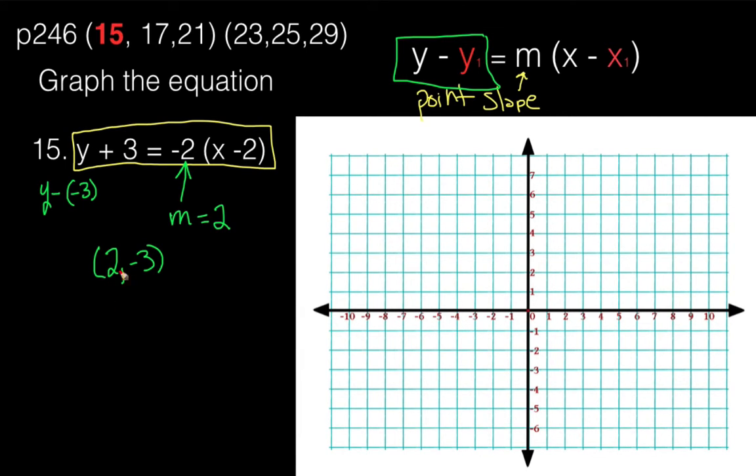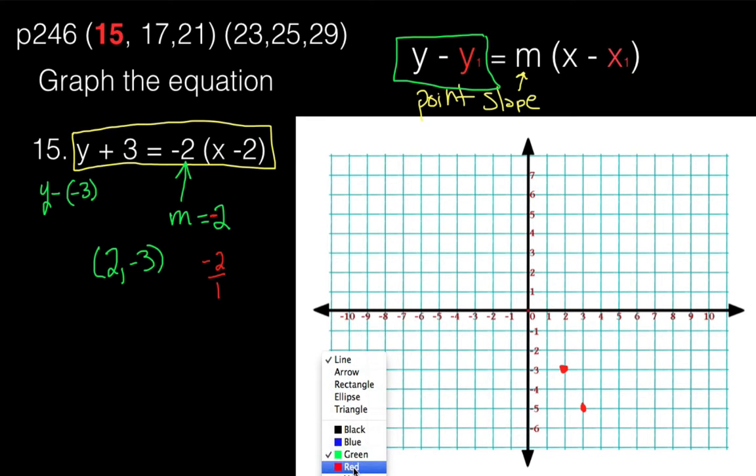So let's do that. Here's my point, x 2, y negative 3. 1, 2, 3. So there's my first point. And I also have a slope, which is actually negative 2, not a 2. I would have gotten that wrong. So it's negative 2, so that's negative 2 over 1. That means instead of rising 2, I go down 2. So 1, 2, and then run 1. And there are my 2 points for my line.